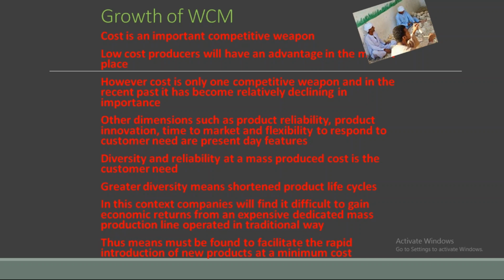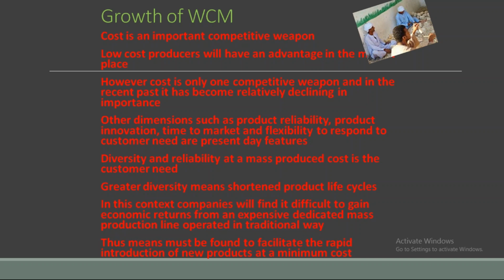Greater diversity means shortened product life cycles. Can you remember the product life cycle, Dhanusha, that we go through normally? Four stages of the life cycle, yes? Introduction, growth, maturity, and decline. In those days, when a product was introduced, it stayed in the market for a longer period, so you could recover your cost over a long period. But today we can see the product life cycle is very short. People are changing products very fast.